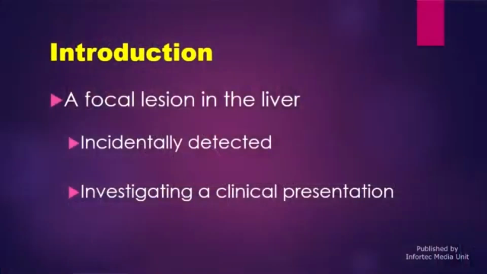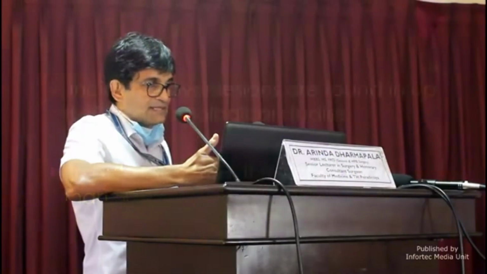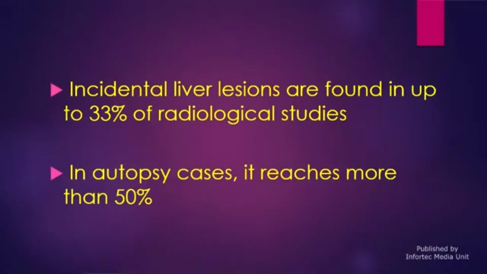A space occupying lesion is, if you know, straightforward. It's a focal lesion, and you have two varieties. One is an incidentally diagnosed lesion, where you do an ultrasound scan for some other reason and happen to see a lesion. The common presentation is when a patient comes to you, you investigate him along certain lines, and then you detect a liver lesion. Those are the two ways one can present to you.